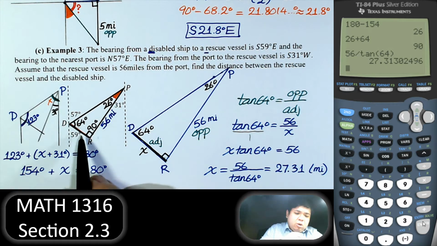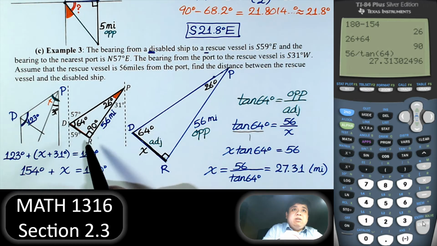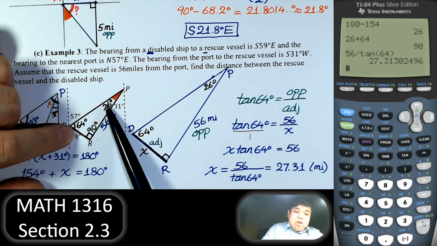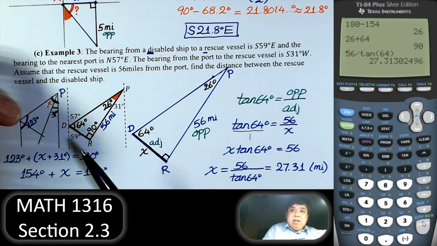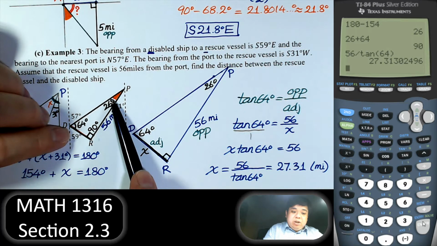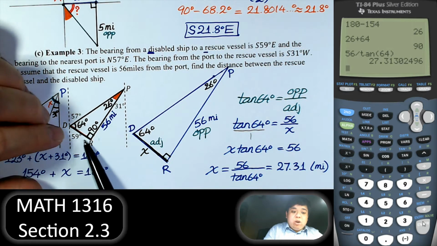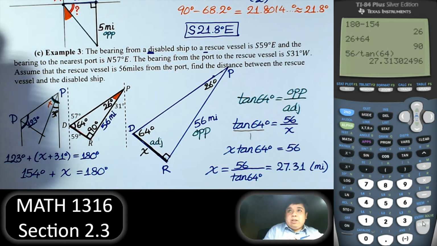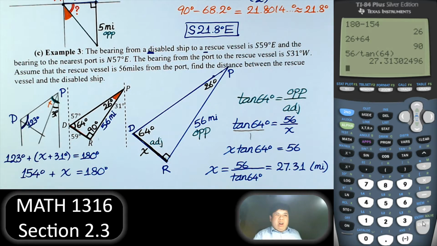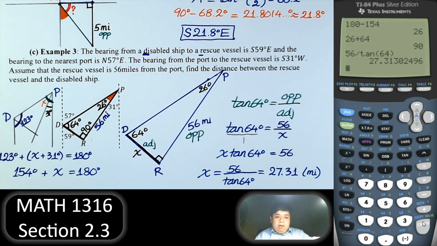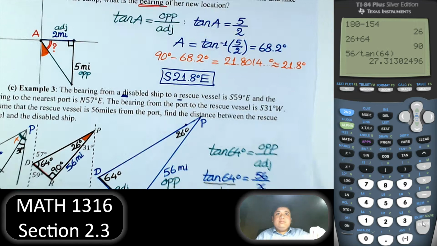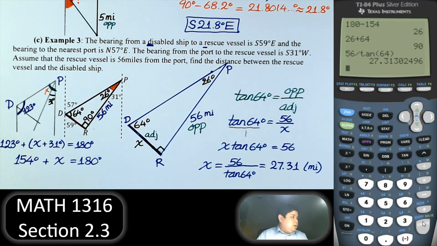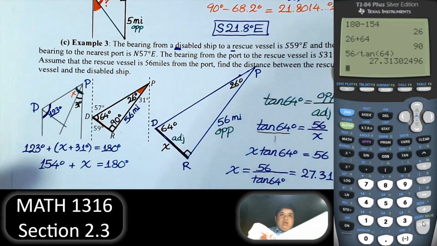So that looks reasonable. This will be smaller than 56 because the side opposite the smaller angle will be the shorter side. The 26 degree angle's opposite side is supposed to be shorter than the side opposite 64 degrees. In this case we have 27.31. That looks reasonable. Right. So that. Next we have more applications of right triangles.